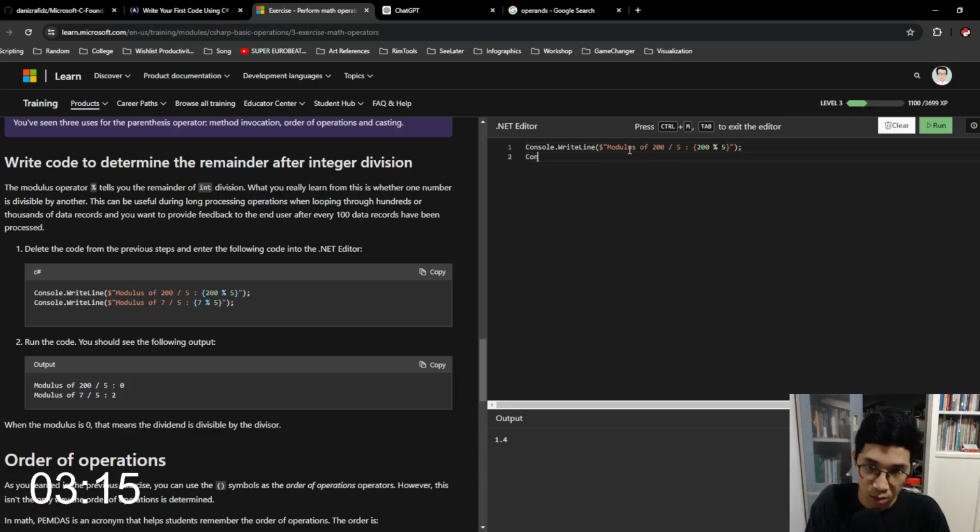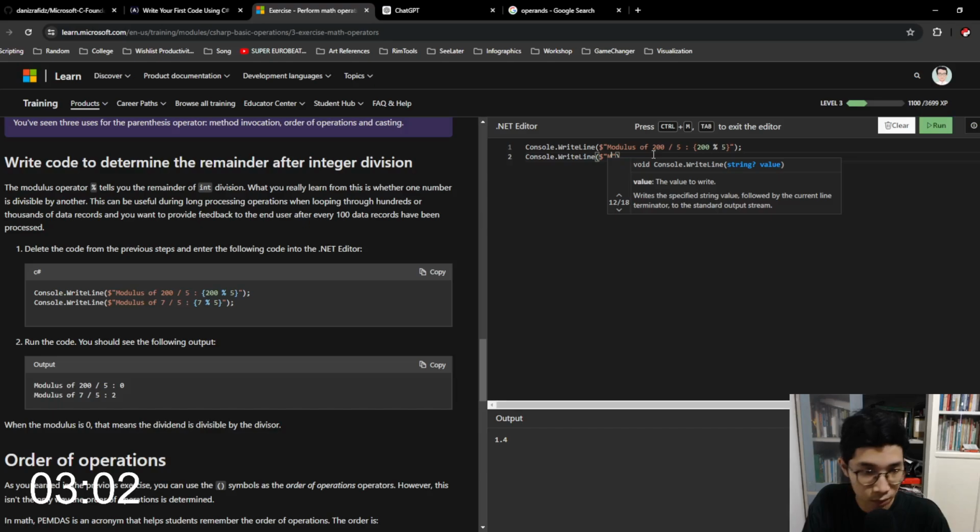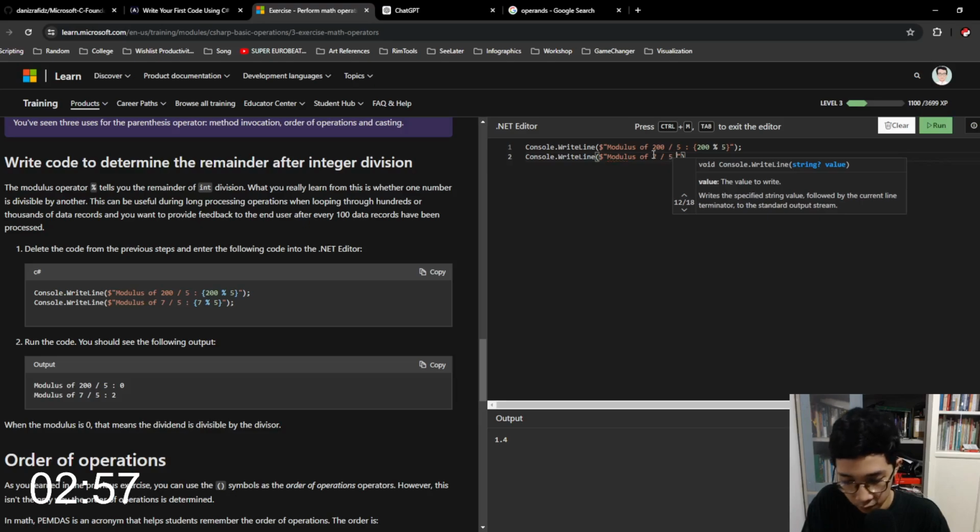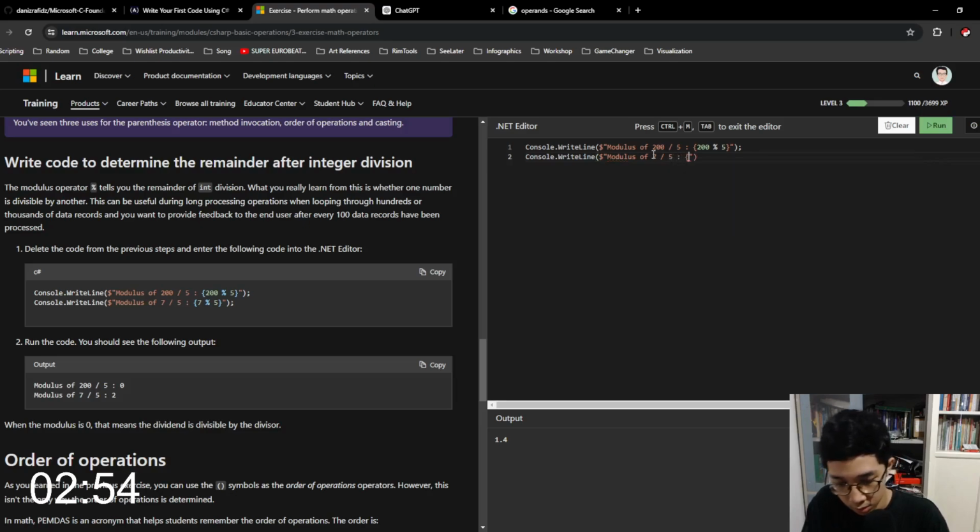Semicolon. Okay, Console.WriteLine. It's using the $ interpolation. Modulus of 7, 5. Okay, let's run the code. The code should be like this.